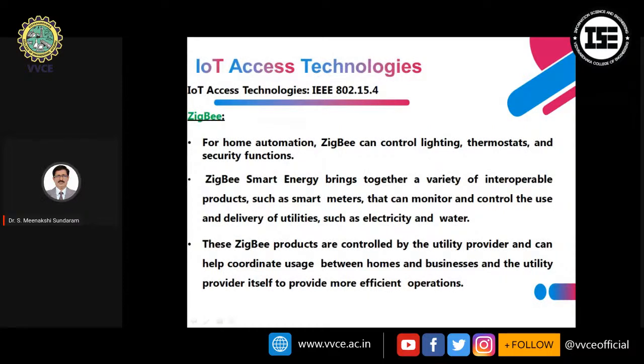And applications used for ZigBee are, for example, home automation. ZigBee can be used to control lighting, thermostats, security functions. Smart energy brings a variety of interoperable products such as smart meters, monitors, and controls that can be used for delivery of utilities such as electricity, water. And ZigBee products are controlled by the utility provider and can coordinate between homes and businesses and the utility provider itself to provide more efficient operations.